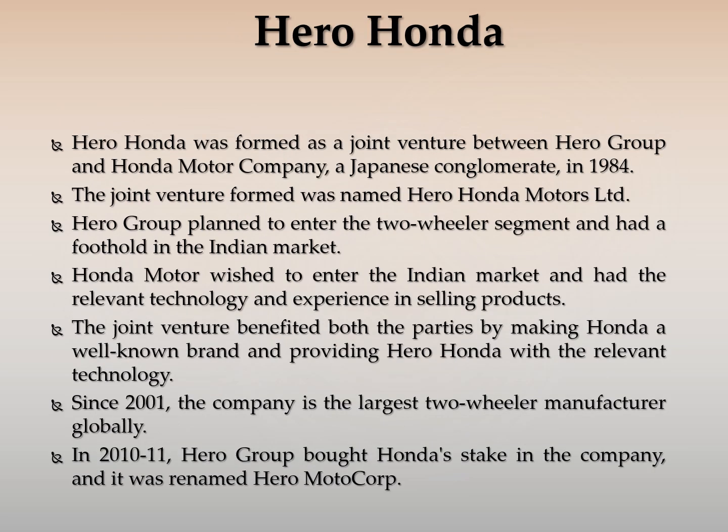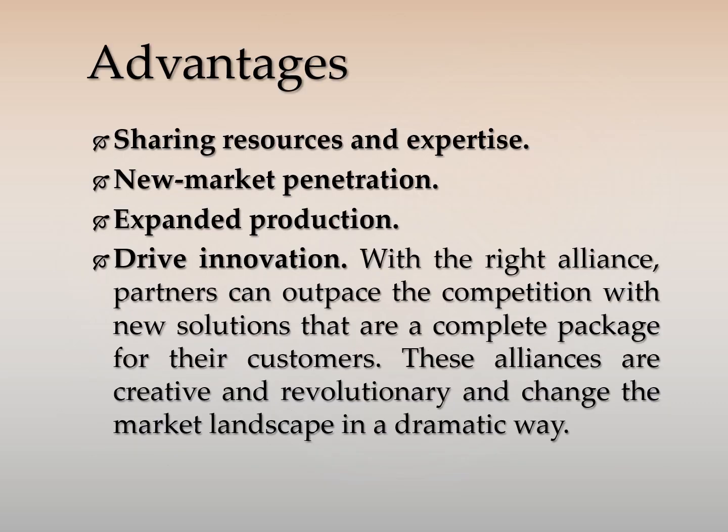Again, Hero Honda is another example. It was a joint venture between the Hero Group and Honda Motor Company, a Japanese conglomerate, in 1984. The joint venture formed was named Hero Honda Motors Limited. Hero planned to enter the two-wheeler segment and gain a foothold in the Indian market. Honda wished to enter the Indian market and had the relevant technology and experience in selling products. So the joint venture benefited both parties by making Honda a well-known brand and providing Hero Honda with the relevant technology. In the year 2001, the company was the largest two-wheeler manufacturer globally. So this is another best example.